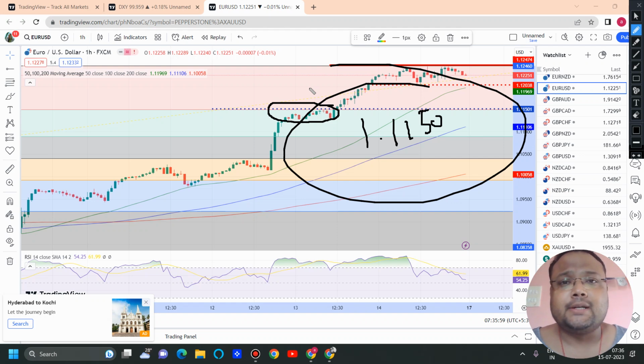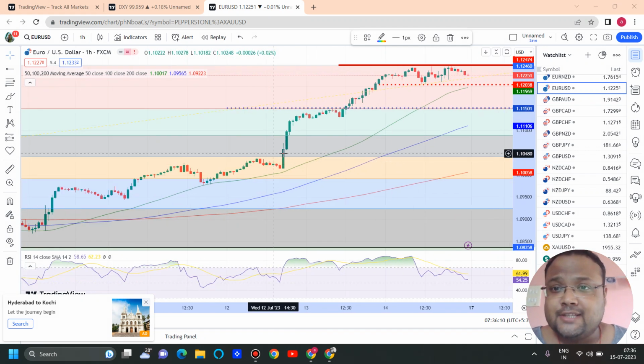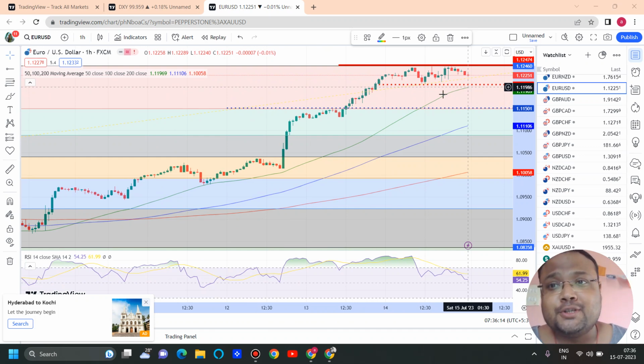1.1150 is obviously a better level in comparison to this, but as the euro dollar has been very adamant for the last couple of days and not coming down for a proper retracement, we are also keeping our eyes here, or we are keeping our options open.